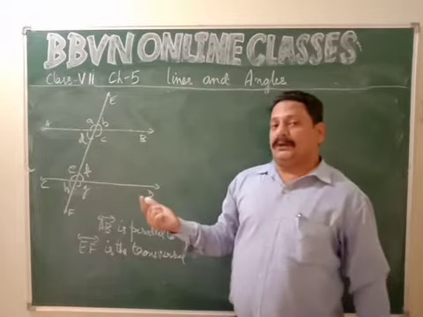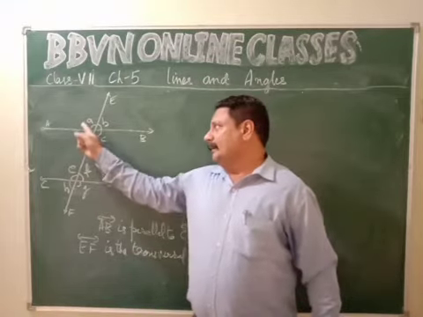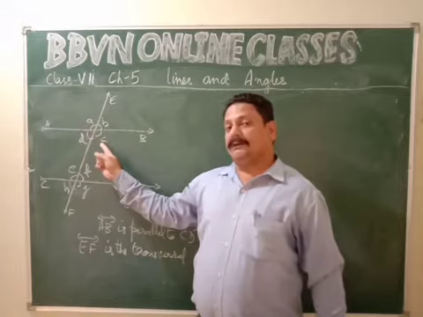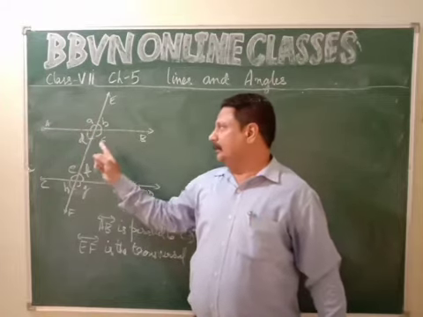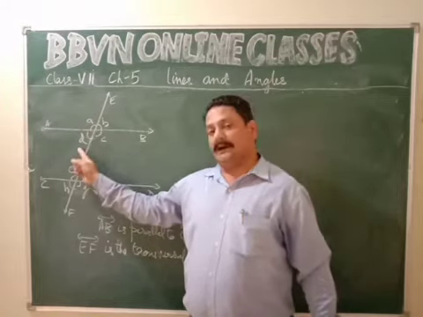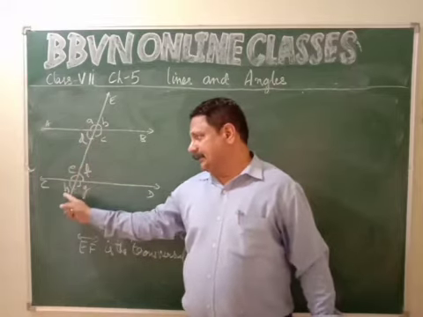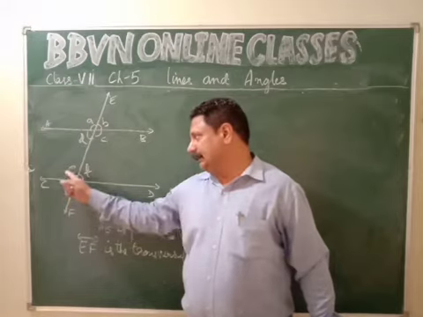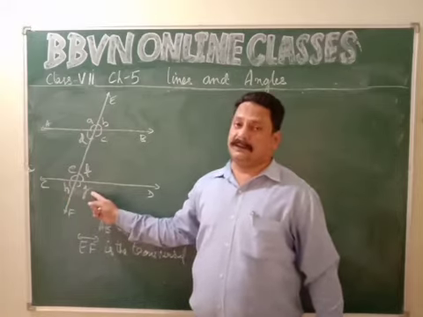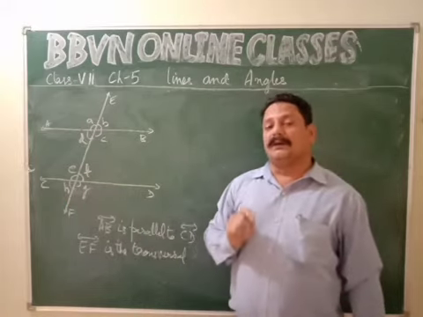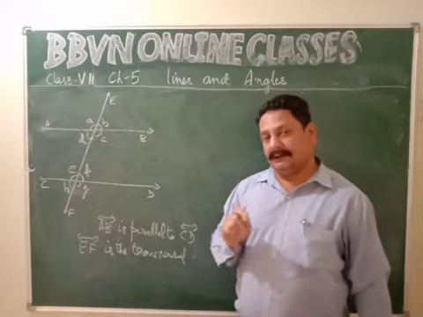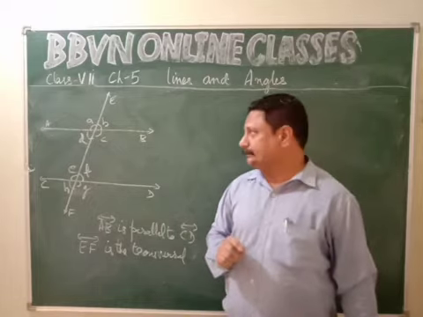Let's recall what you have studied. A and C are vertically opposite angles, they will definitely be equal. B and D are again vertically opposite angles. F and H are vertically opposite angles. E and G are vertically opposite angles. And you know very well that vertically opposite angles are equal in magnitude.